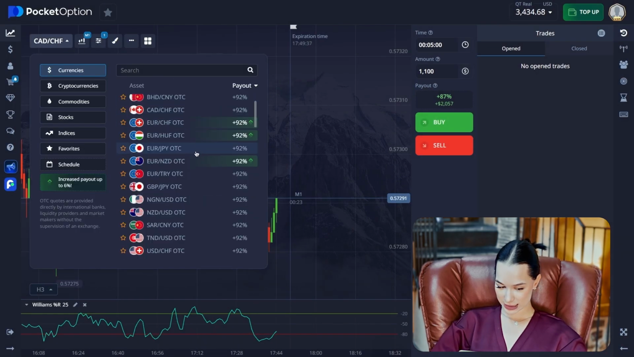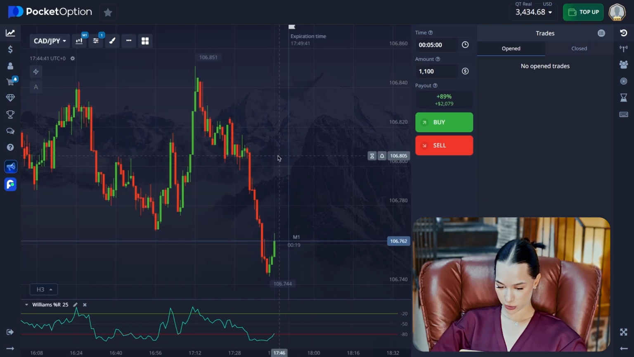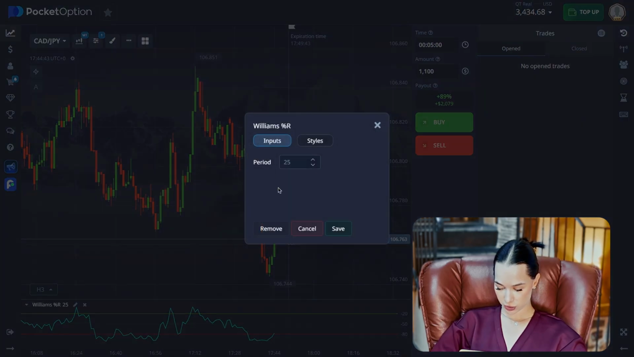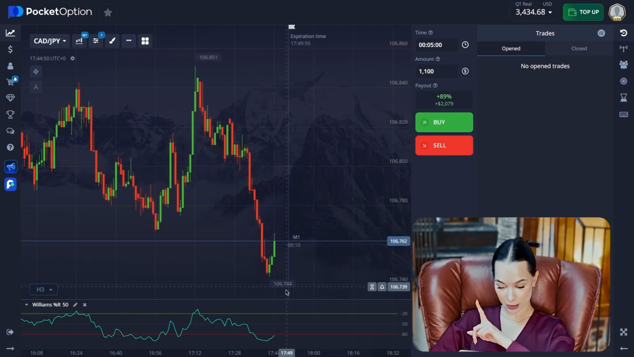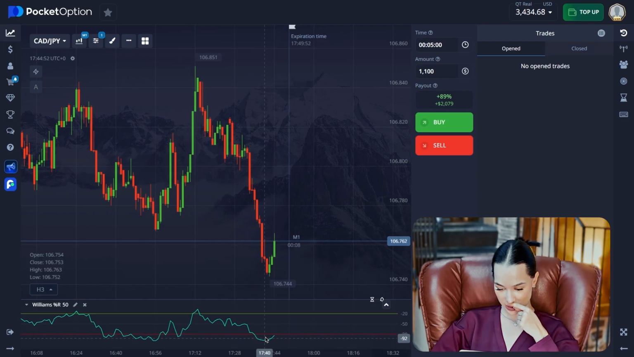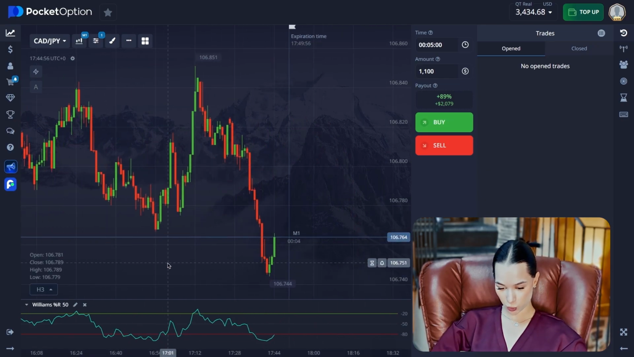Let's see what we can find here. It's a pretty good reversal. Let's change it to 50 also to check it out. Okay, we can see that the line in the oversold zone starts going in the upward direction, but is still not crossing the level -80. So we just need to wait here for a better entry point.